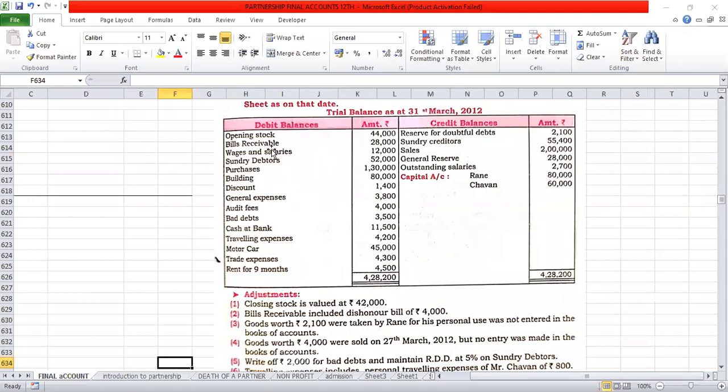So in front of bill receivable, we will mark number 2, and at the same time in front of debtors, because bill receivable is concerned to the debtors, we will mark 2. Goods worth rupees 2,100 taken by Rane for his personal use was not entered in the books of accounts. What does it mean? Goods withdrawn for personal use is known as drawings. We will see drawings later.